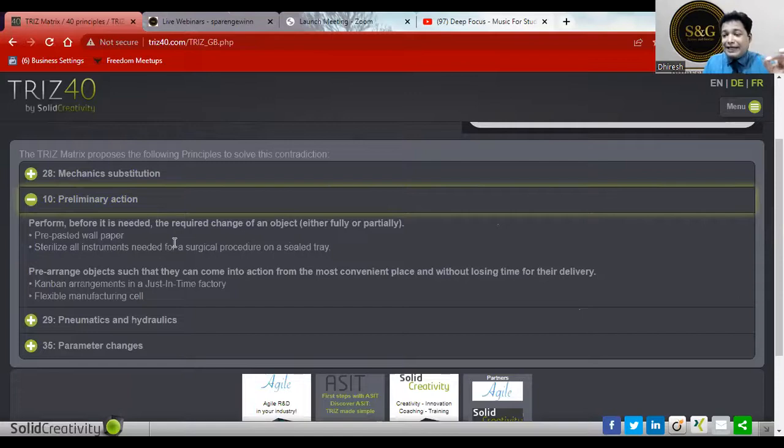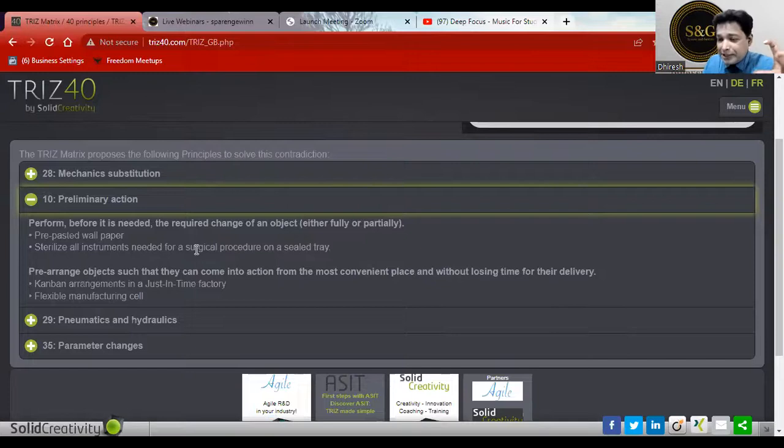Perform before it is needed. For example, if I want to increase productivity, I will practice before the performance. I will put some material already in place before the actual task comes. The second is pre-arrange objects such that they can come into action from the most convenient place. I will arrange all the resources around me so that they will be applicable whenever needed.